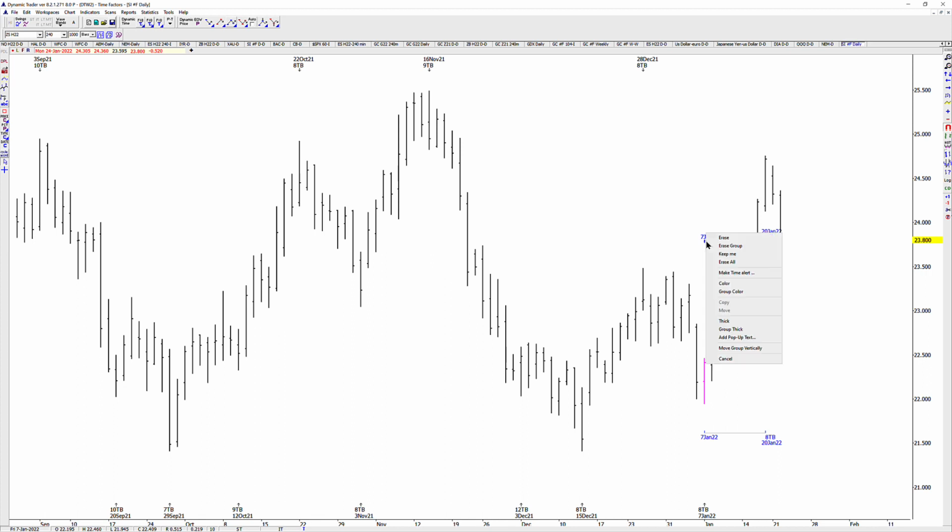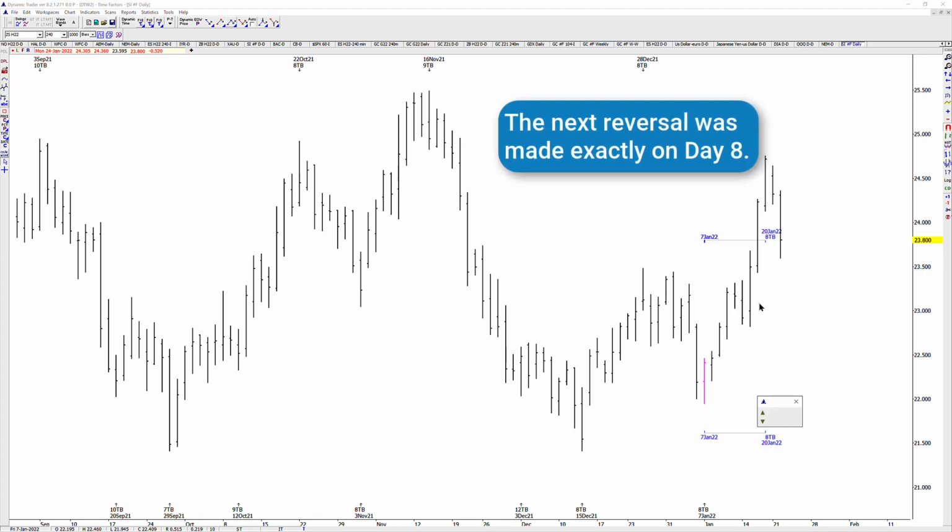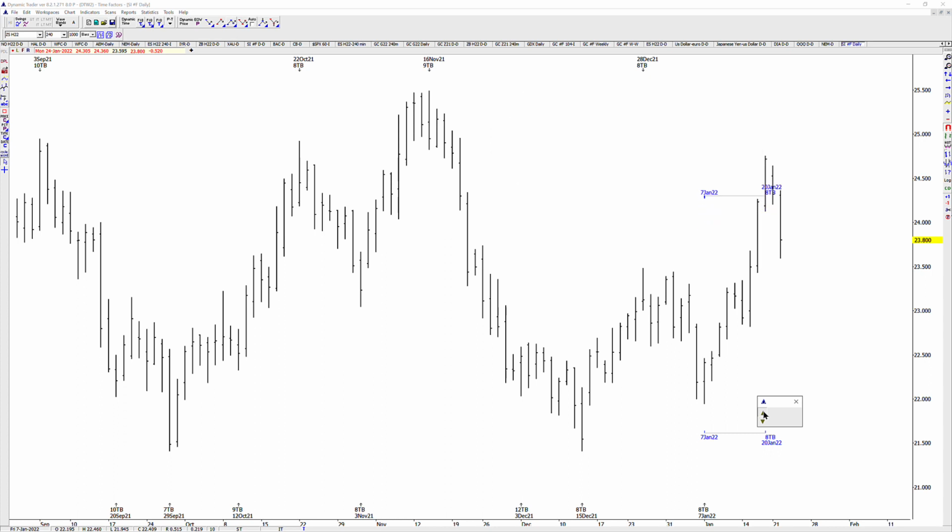So right around, was that the 8th or the 9th day? It looks like right around exactly the 8th day. That's 3 8-day reversals in a row. Yep, exactly on day 8.